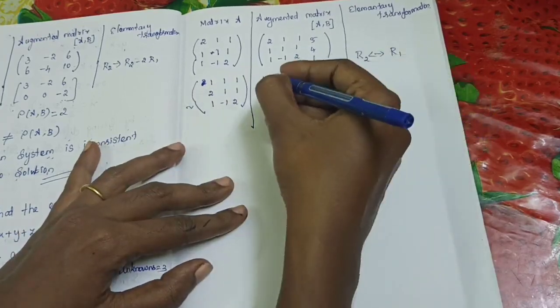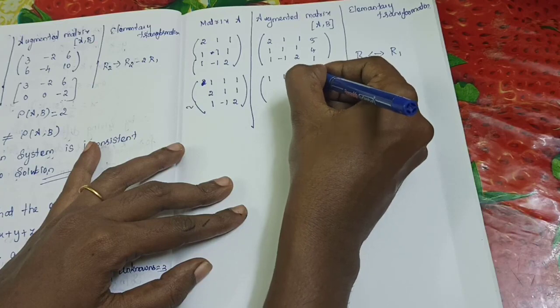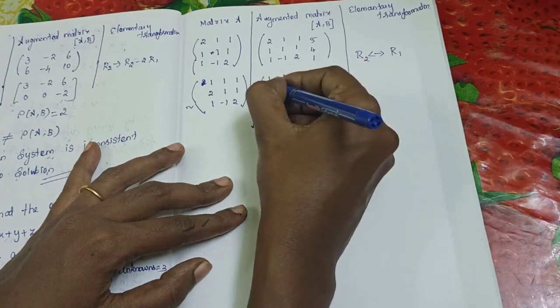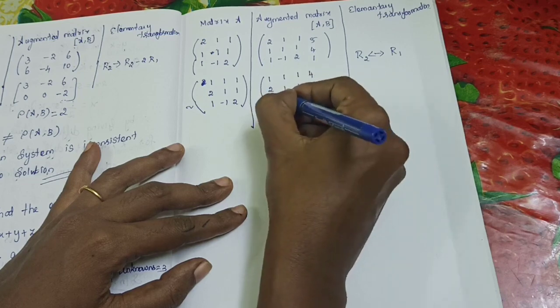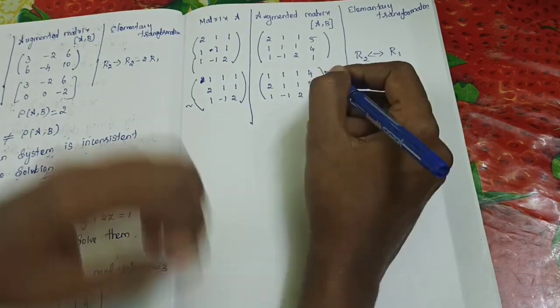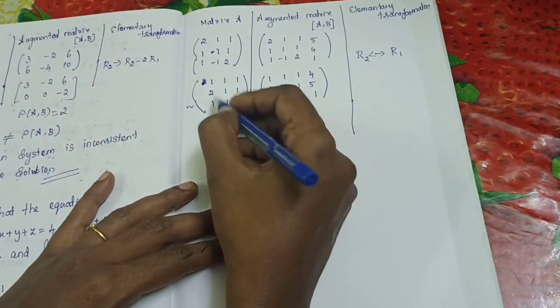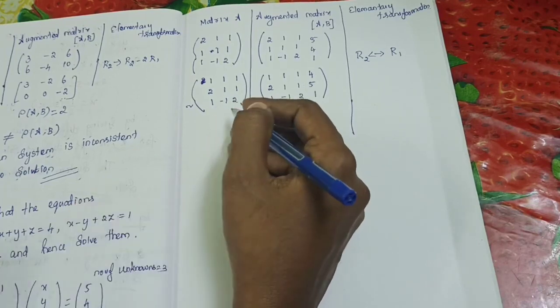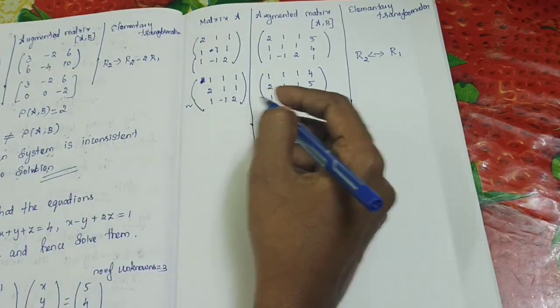Here also the same thing you need to do. So what will happen? 1, 1, 1, then 4. Then here 2, 1, 1, 5. Then 1, minus 1, 2, 1. Understand? So now it is very easy to make these 2 entries 0. Okay. So now we are going to make these 2 entries 0.